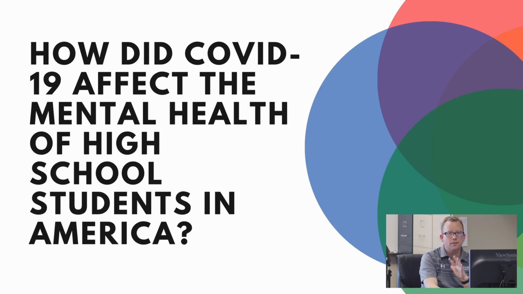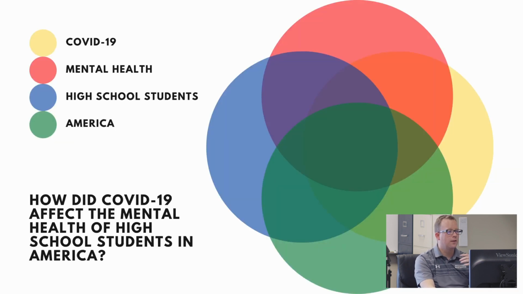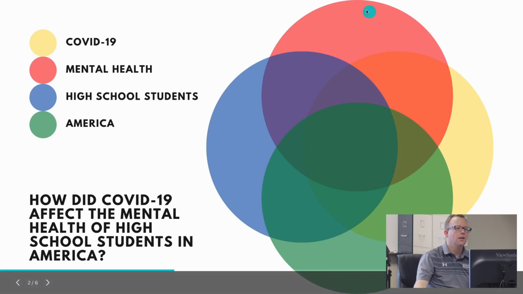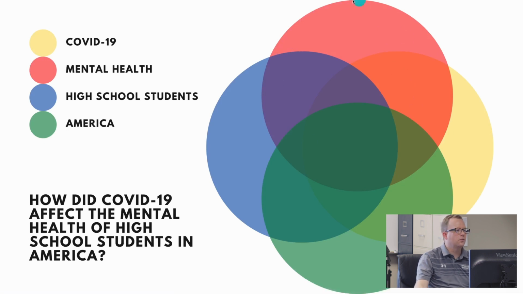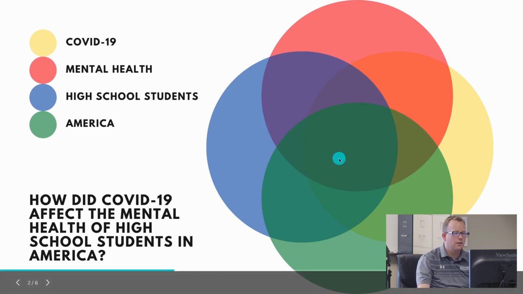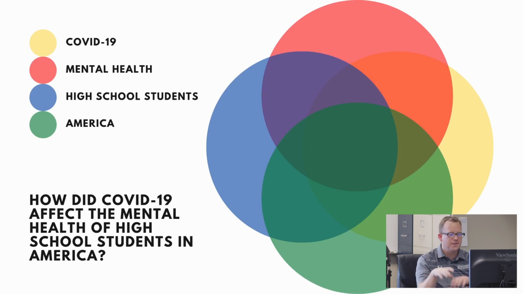If our topic, again, is how did COVID-19 affect the mental health of high school students in America, then that gives us a Venn diagram with four big circles. As we look at this, we've got a big circle for mental health, COVID-19, high school students, and America. And I'm just realizing some of my colors might not line up with the presentation I put together. Sorry if they're wrong.